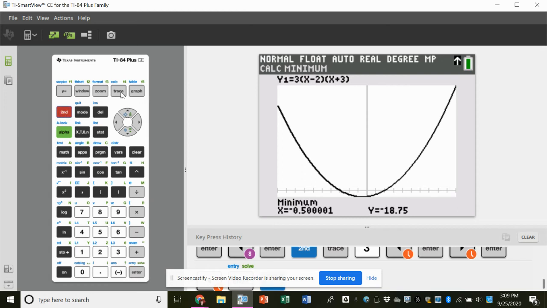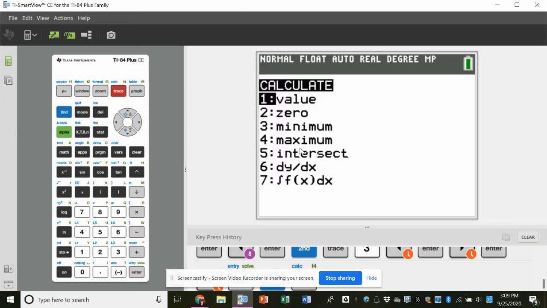And then if we go back into second trace, the last thing that we can look at for our class is intersect. We're not going to be looking at dy/dx, that's our derivative, or the integral of f(x) dx here. Those are things that we'll save for pre-calculus and calculus. But let's take a look at intersect. That's where two lines intersect. And in Algebra 1, you maybe used that when you were solving systems of two variable equations graphically. In our class, where this can come in handy is if we're looking for the input given a specific output.